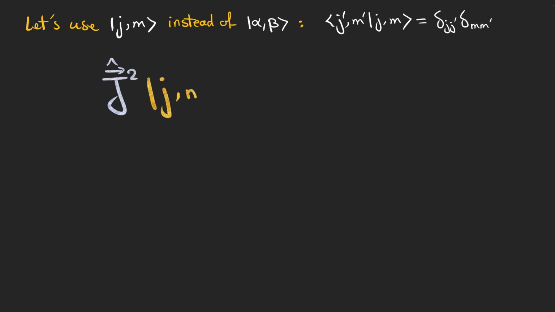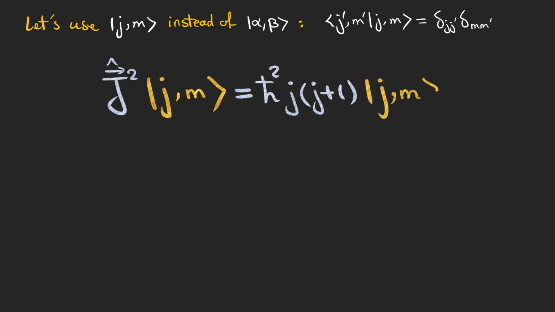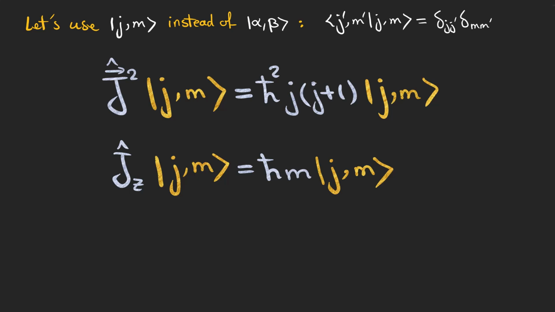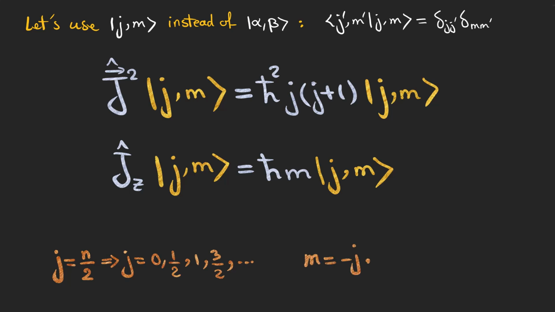And finally, we have the eigenfunctions of j squared and also jz to be j and m, with eigenvalues of h bar squared j times j plus 1 for j squared and eigenvalues of h bar m for jz. The values that we are allowed to find for j are 0, 1/2, 1, 3/2, which are integers and half integers, and the possible values for m are between minus j and j. So for each j, we have 2j plus 1 values.